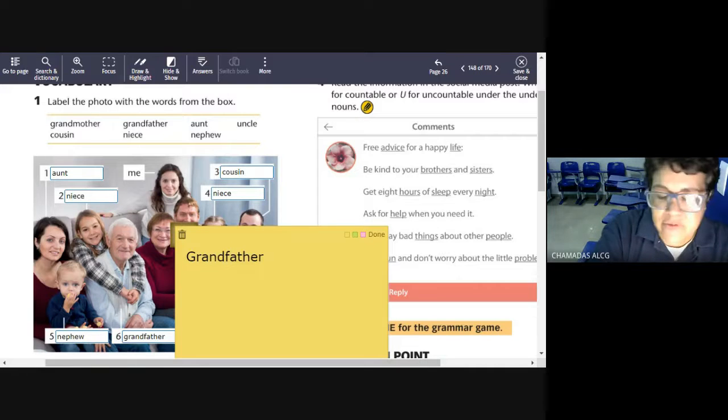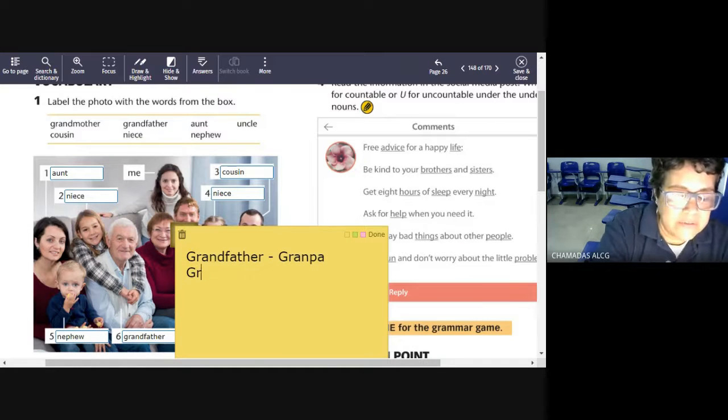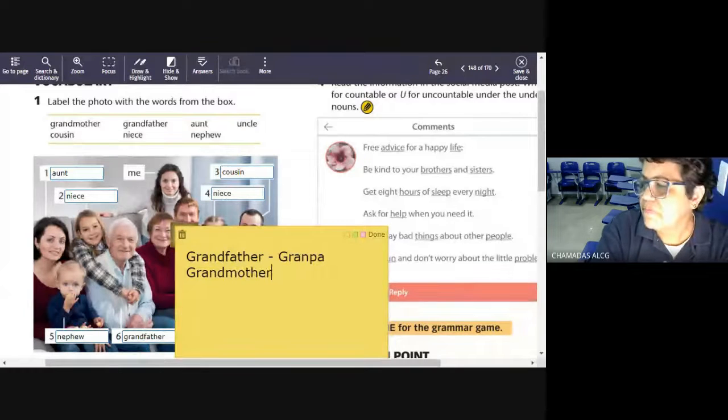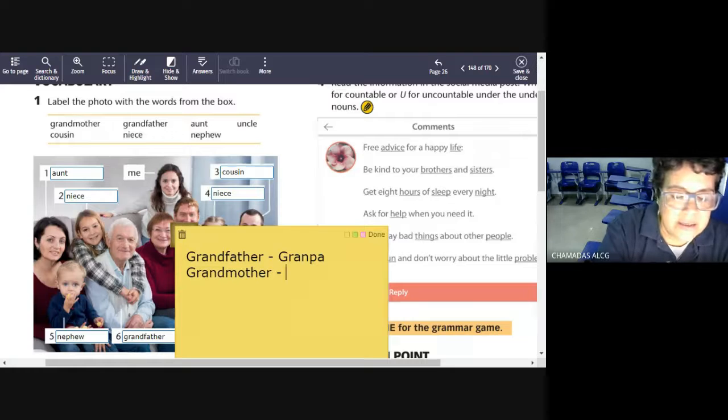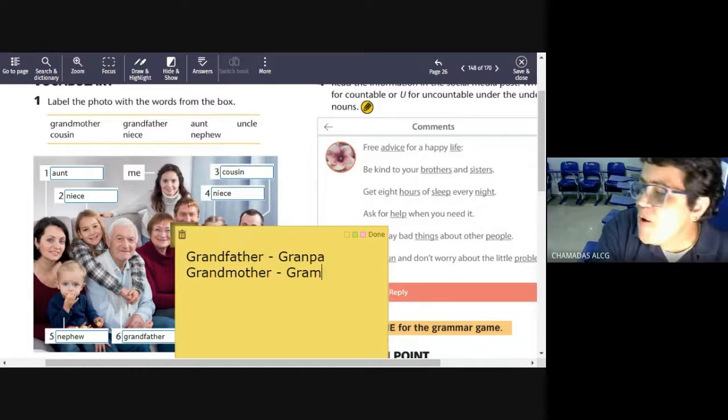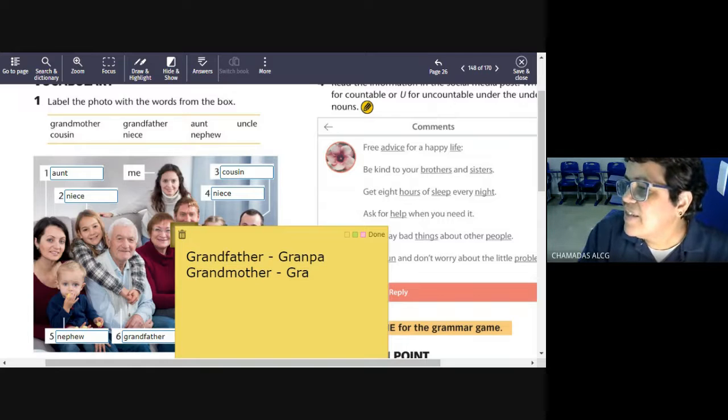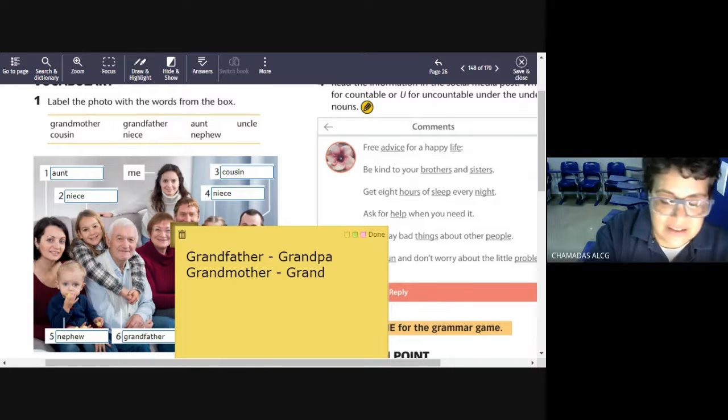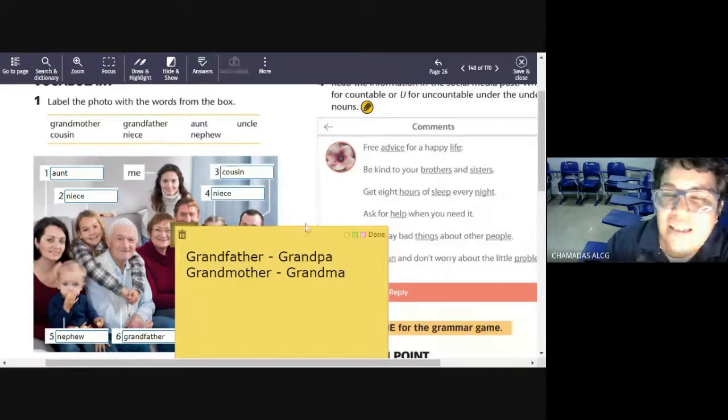We can say grandfather like this, or we can say grandpa. Grandpa, okay? And grandmother, we can say grandma. Like this. Oh no, grandma, no. Sorry, guys. Let me put the D here. It's missing. Sorry. Now it's okay. Because I'm hungry, so I'm eating the letters.